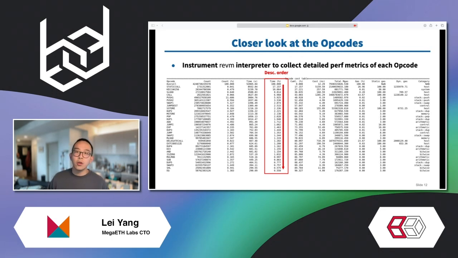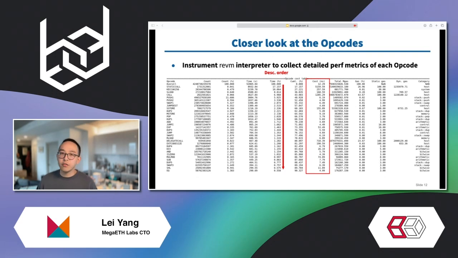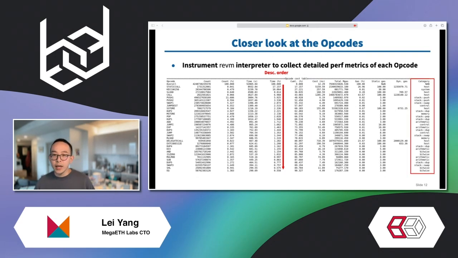Here we order the opcodes from the most to the least time consuming. And we can compute the amount of time spent by the top K opcodes. We can also compute the average time per invocation. And finally, we can group the opcodes into a few categories based on what they do.